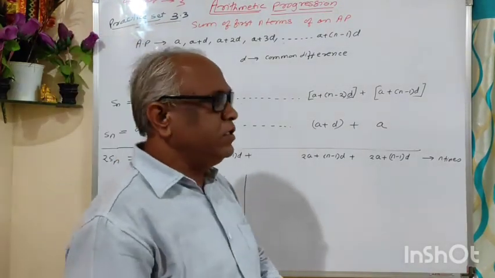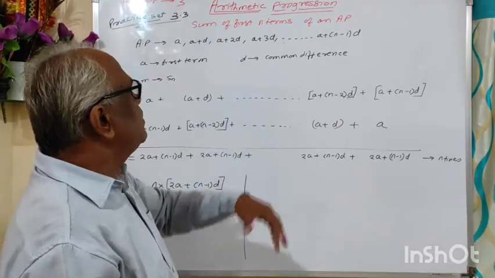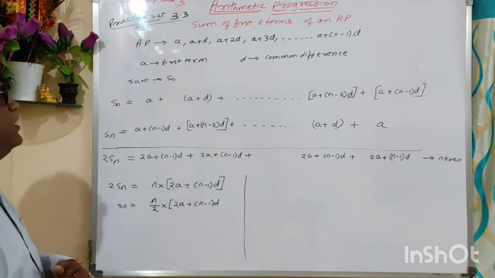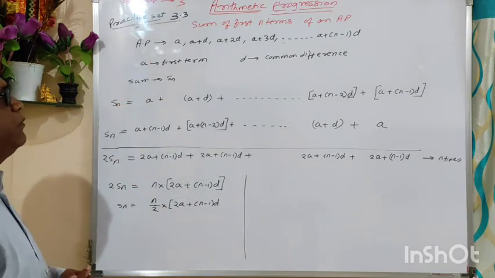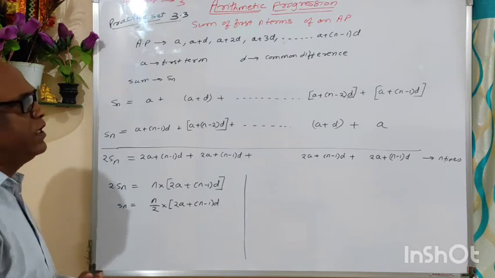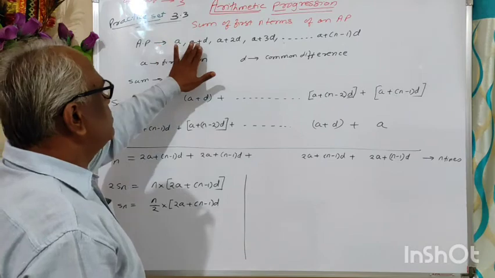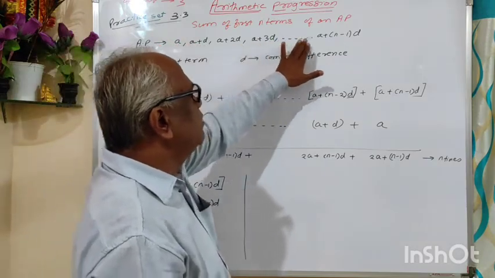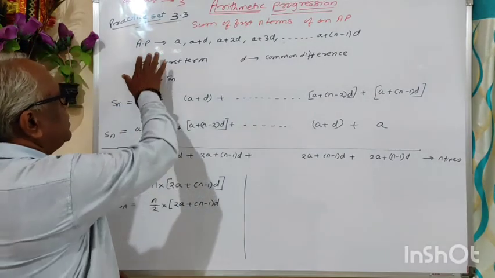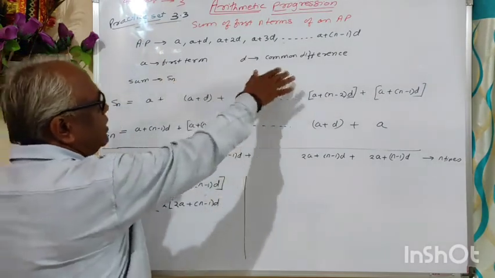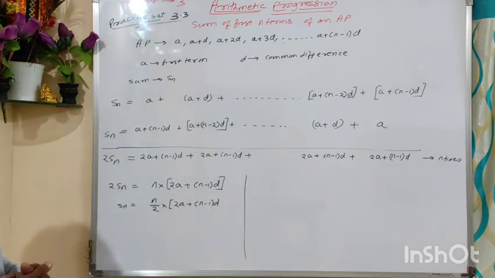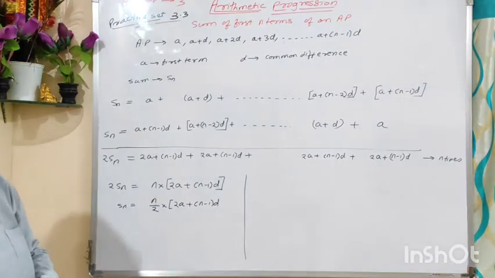Now we are seeing the sum of the first n terms of an arithmetic progression. The arithmetic progression is given as a, a plus d, a plus 2d, a plus 3d, up to a plus (n minus 1)d. That is the first term, second term, third term, fourth term, and this is the nth term. So here the first term is a, and the common difference is d. The sum of the arithmetic progression is denoted by Sn.